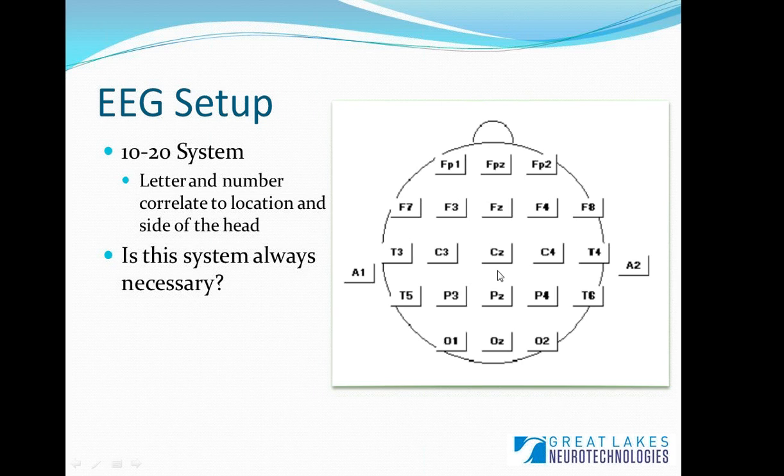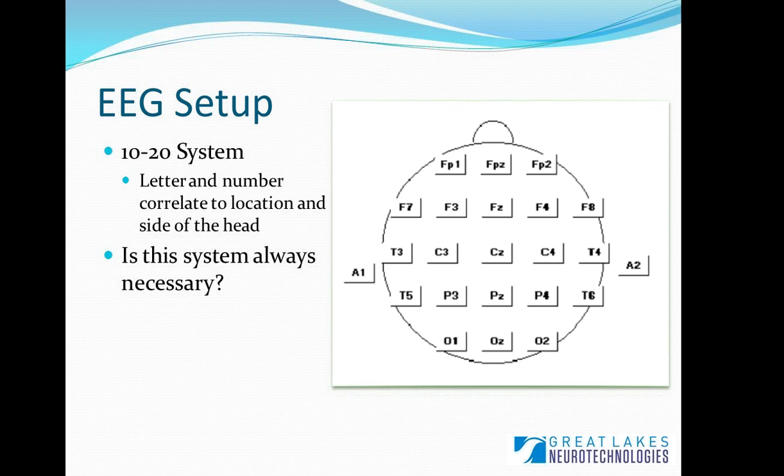Right down the center of the head, you can see that a Z is located there in place of a number, and that's representative of the midline of the head, since it's not really on one hemisphere or the other. The A1 and the A2 actually refer to the reference points for EEG recording. And those are typically placed on the mastoid, which is the bony portion right behind the ear. So again, that acts as your reference or your ground point.